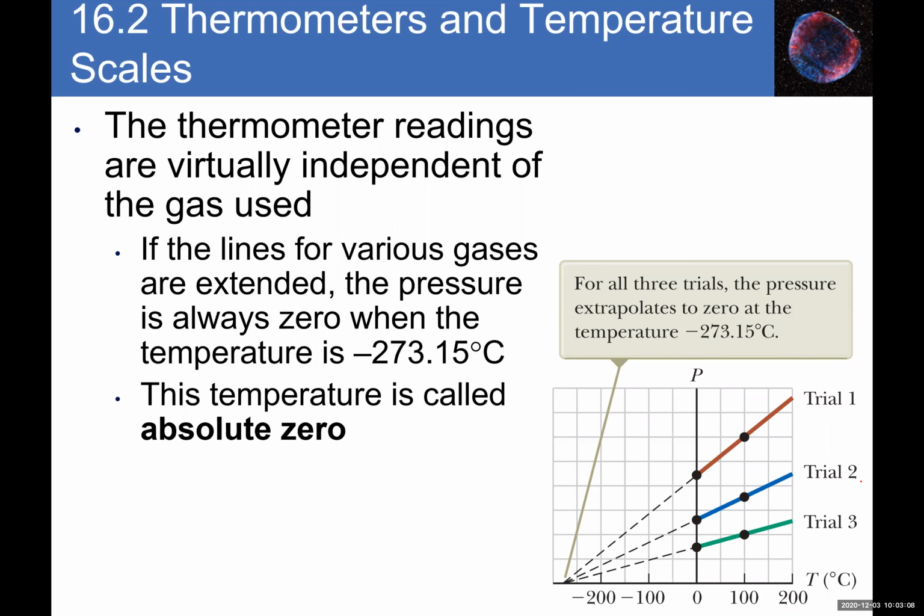Now, one of the things we can also see here is if we use thermometer readings for different substances. Here's trial one, which is one type of substance. Here's trial two, another type of substance. Trial three, a third type of substance. That means one may be aluminum, the other may be water, the third, let's say, hydrogen or something like that. So three different substances. And we can see how the pressure for all of them decreases with decreasing temperature.